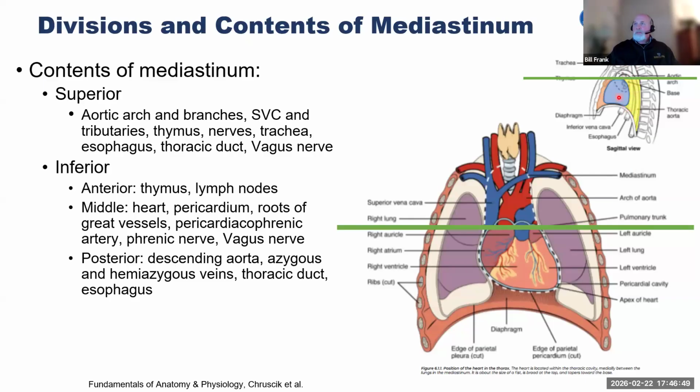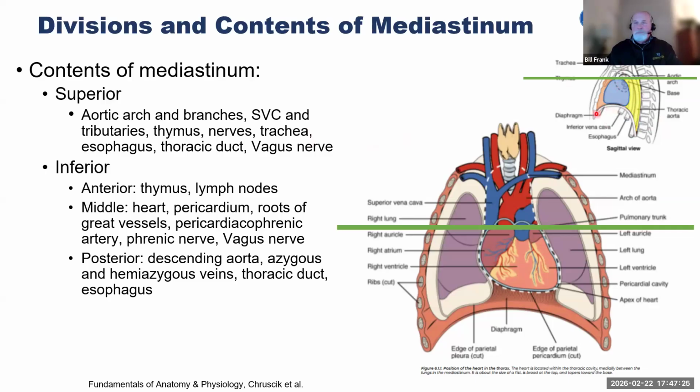In the inferior portion, we'll see in the anterior area the thymus and lymph vessels. We'll see in the middle mediastinum basically the heart, the pericardium, roots of the great vessels. We'll also see the phrenic and the vagus nerves. And in the posterior mediastinum, we'll see the descending aorta, the azygous and hemiazygous veins, again, the thoracic duct, and the esophagus.